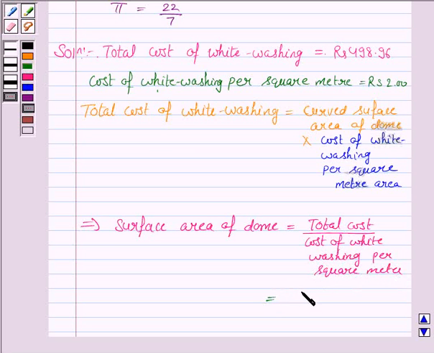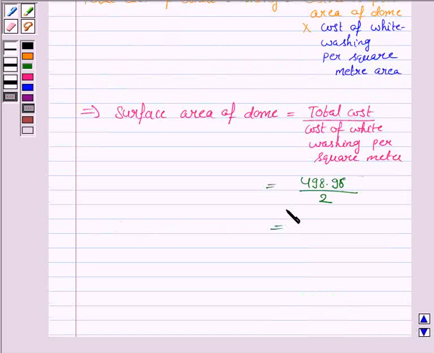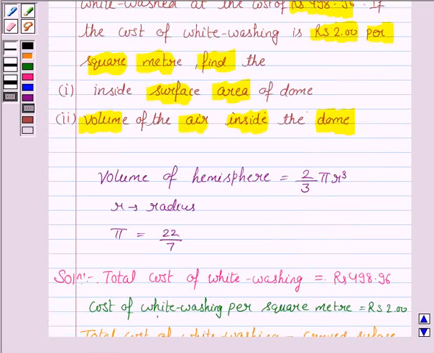Now the total cost is ₹498.96 and the cost of whitewashing per square meter area is ₹2. So the area is 249.48 meter square. Now, in the second part, we have to find the volume of the air inside the dome. That means we have to find the volume of the hemispherical dome, and its formula is 2 by 3 pi r cube. So, we need to find r, that is the radius of the hemispherical dome.